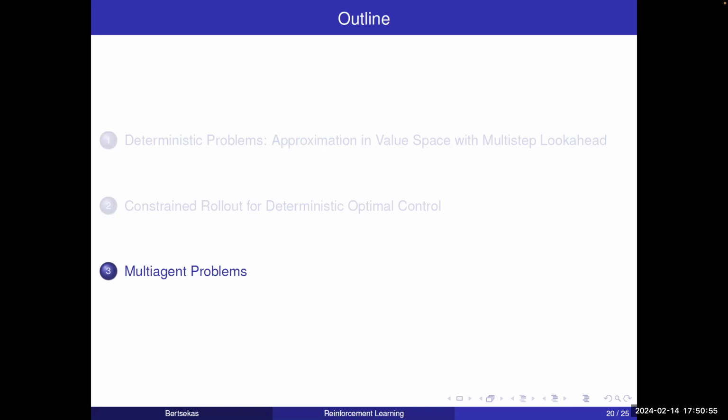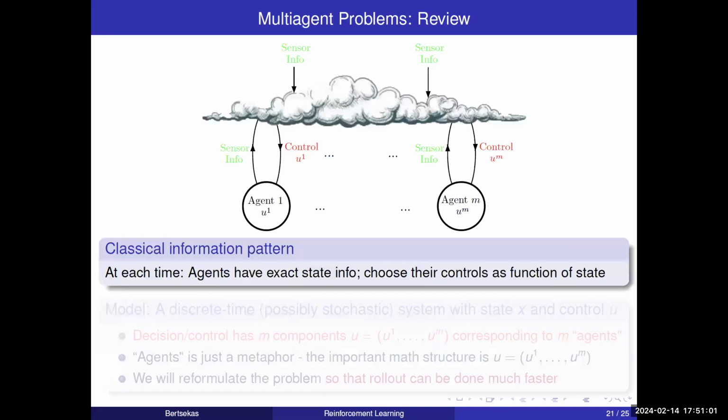Okay, so in the last portion of this lecture, we're going to focus on multi-agent problems. We talked a little bit about multi-agent problems at some point during the first 4 lectures of the course, but a key assumption that we have made in the past is that we follow this classical information pattern. This is typical, and this is a paradigm to which we can apply rollout.